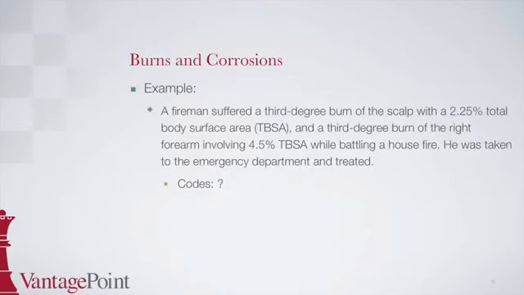Now I'd like to try a burn example. A fireman suffered a third-degree burn of the scalp with a 2.25% total body surface area and a third-degree burn of the right forearm involving 4.5% TBSA while battling a house fire. He was taken to the emergency department and treated. How would you code this? And please also code for the total body surface area.